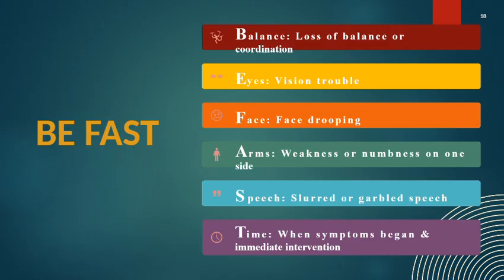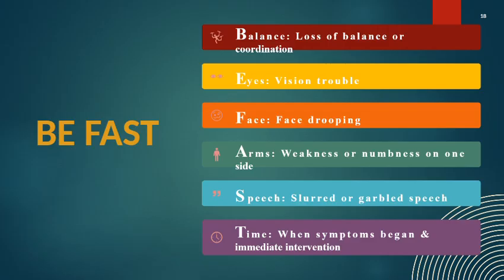The S stands for speech difficulties. The patient may have slurred speech, trouble finding words, or may speak clearly but the words do not make sense. This occurs when the stroke affects Broca's area, Wernicke's area, or other language centers.